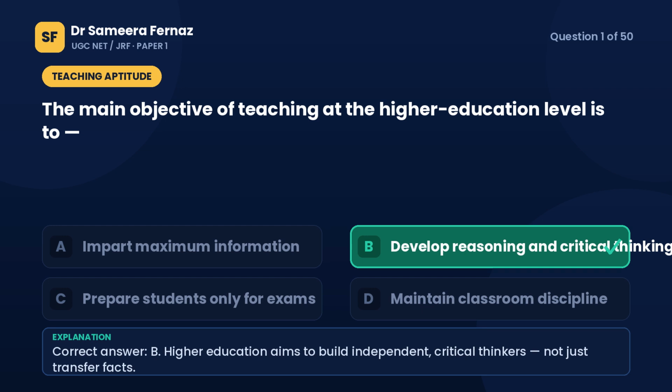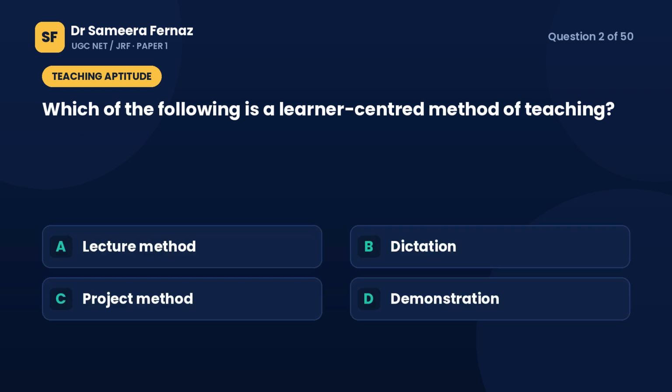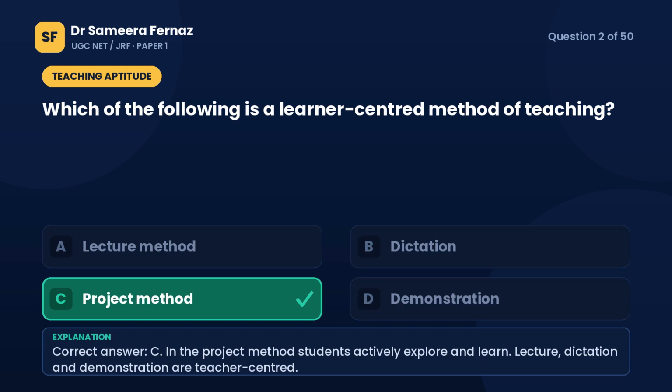Question number 2, Teaching Aptitude. 4 methods, but only one puts the student in charge. Which one? So the answer is option A, the project method. Here students explore and do. Lecture and dictation are teacher led.